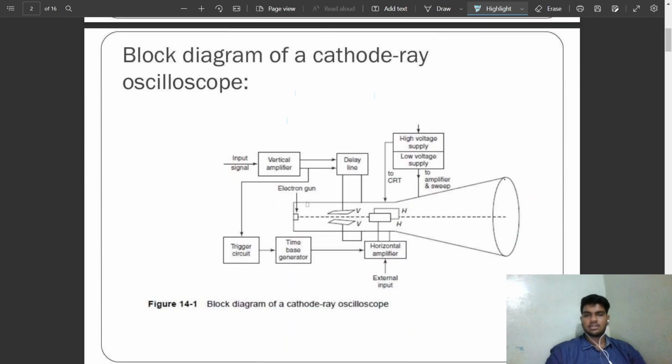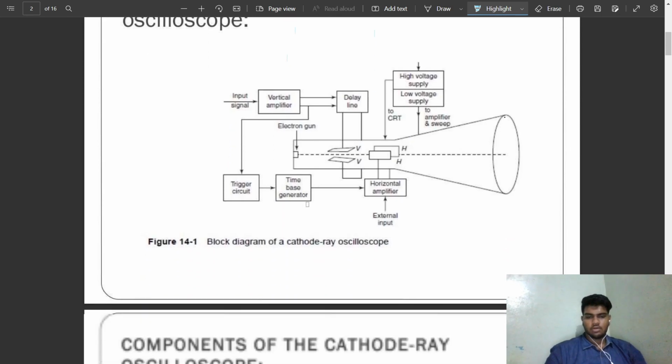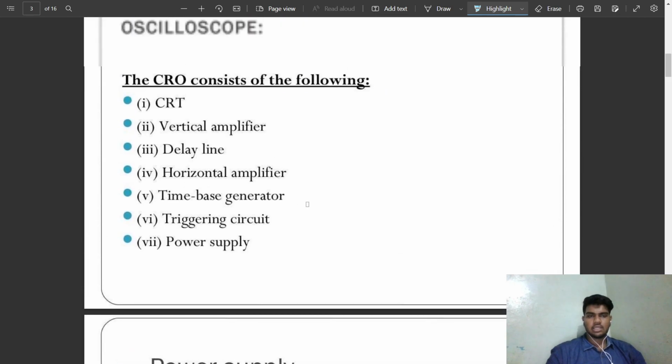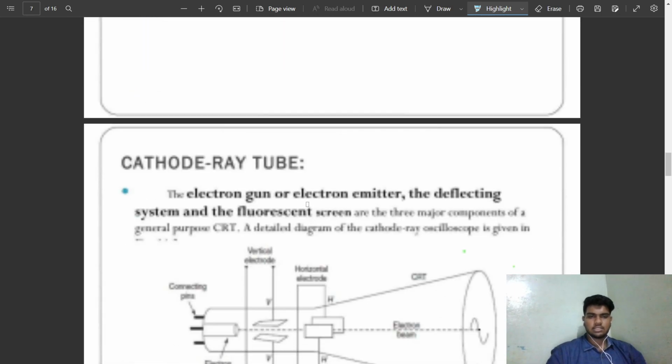So at last, for a screenshot, you can keep the screen and check it. Hope you have taken it. And these are the components of it.